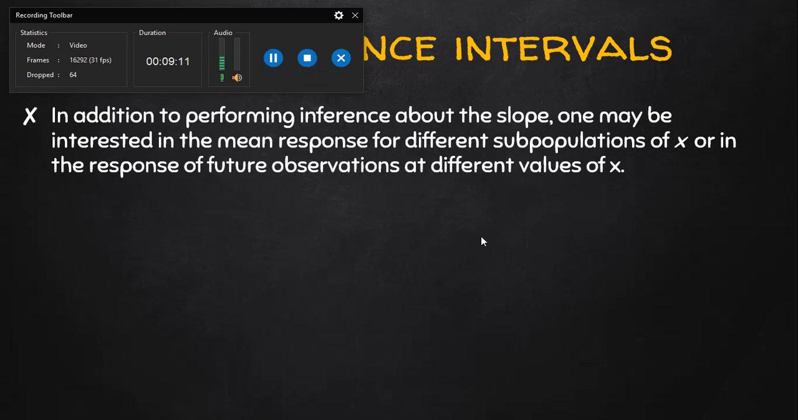In addition to our inference testing on slope, you might be interested in certain values that are mean responses when X takes on different levels. So what we would see is future observations and what values they might look like.